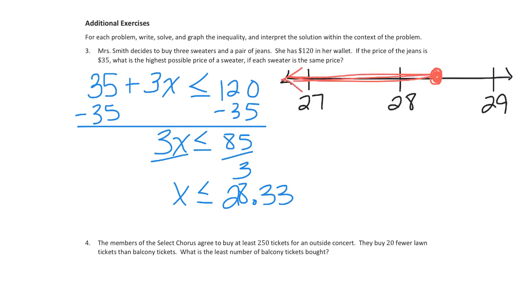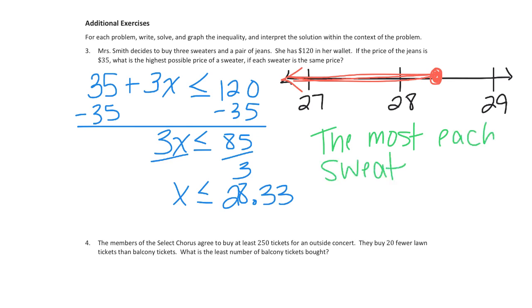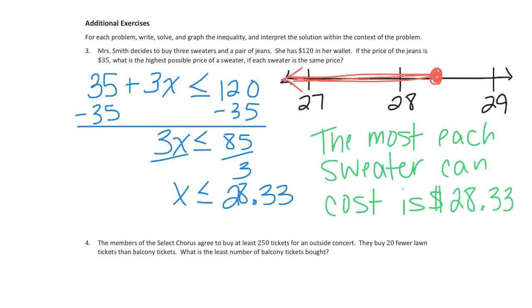To interpret the solution, the most each sweater can cost is $28.33. Unless they ask you to worry about tax, don't even start thinking about that. You'll have problems later on that'll put that in.